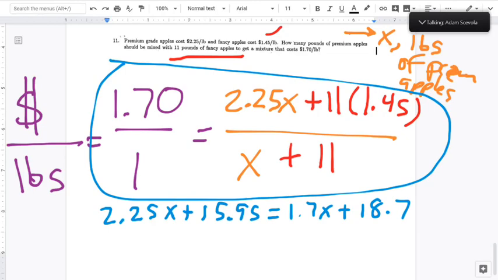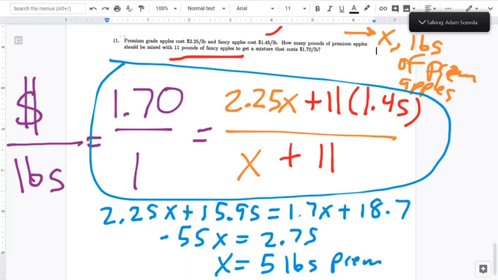Now I'm going to subtract 1.7x on both sides, and I get 0.55x, and I'm going to subtract 15.95 on both sides, and I get 2.75. Then divide both sides by 0.55, and I get 5. So we need 5 pounds of premium apples.